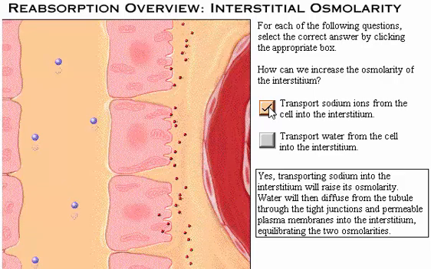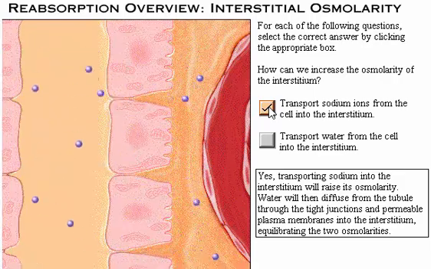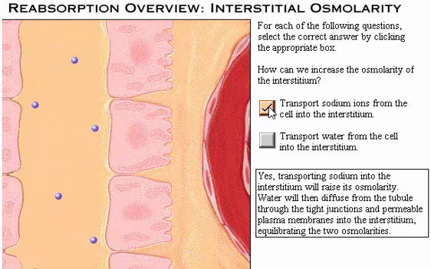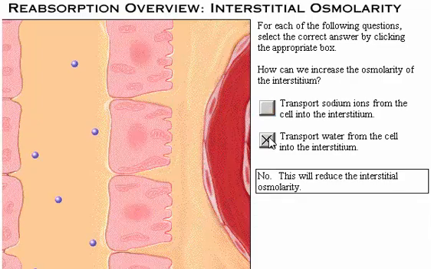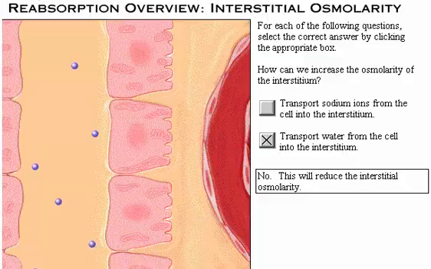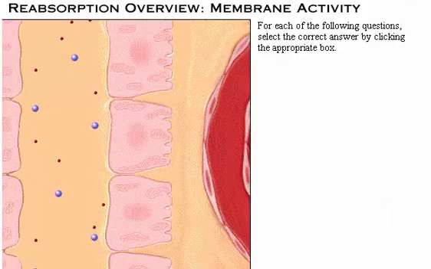Yes, transporting sodium into the interstitium will raise its osmolarity. Water will then diffuse from the tubule through the tight junctions and permeable plasma membranes to the interstitium, equilibrating the two osmolarities. No, this will reduce the interstitial osmolarity.